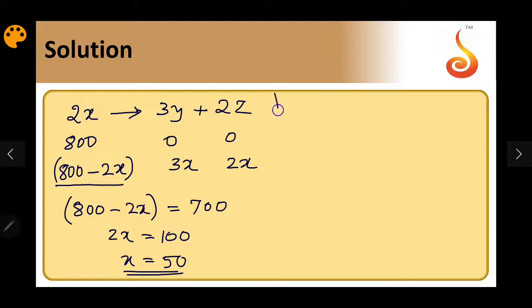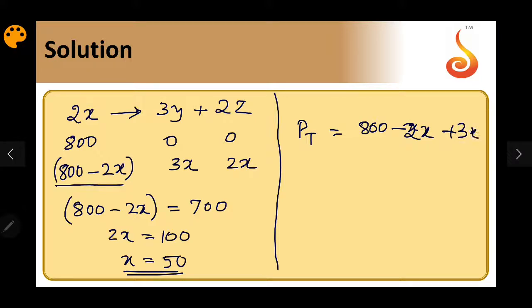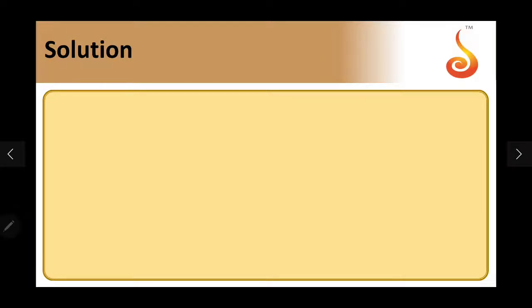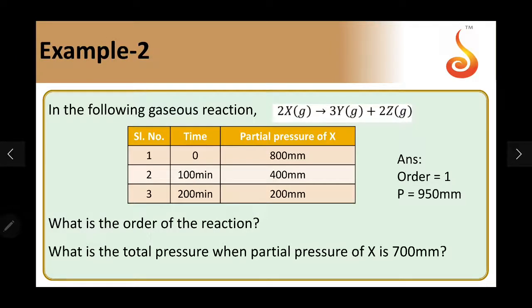So total pressure, if I take, total pressure is equal to 800 minus 2x plus 3x plus 2x. So 2x cancel, it is 800 plus 3x. x is 50, so it becomes 950 millimeter. That is the answer for the second part of the question. So we'll go to the answer. So order is 1 and pressure is 950 millimeters.